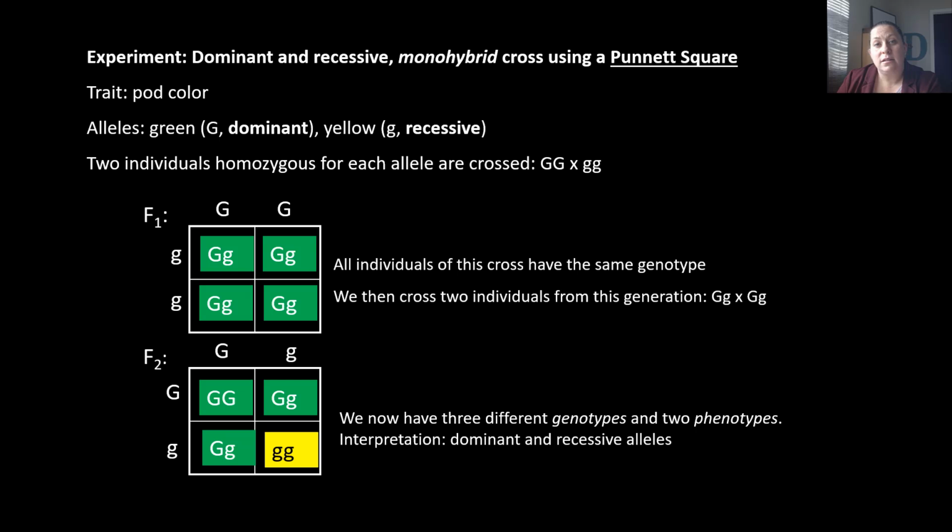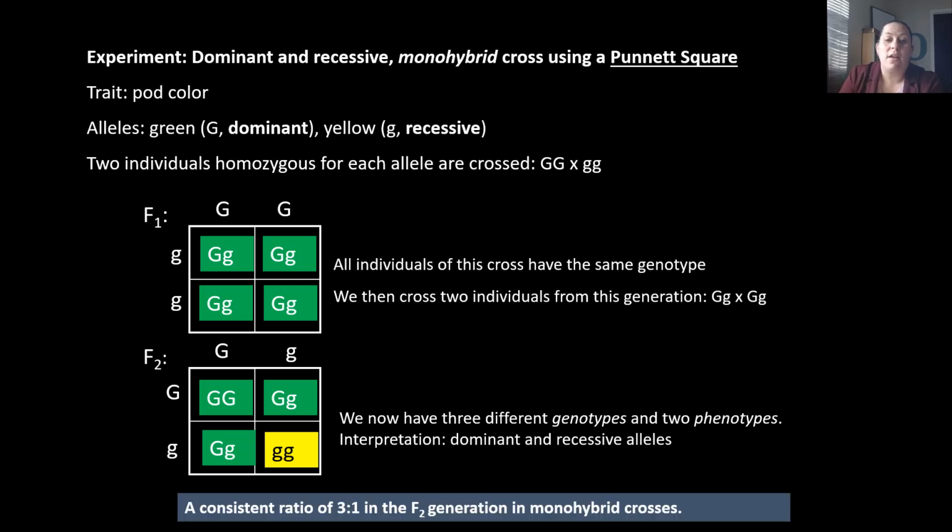3 boxes to 1 box. We call this a 3-to-1 ratio of the second generation. 3 boxes to 1 box. Or like you could say 75% to 25%. Okay, because if I have only 4 boxes, I've got 4 quarters. Okay, so this is a ratio.